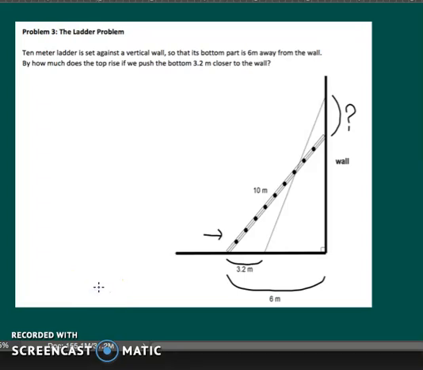Hi everyone! So ladder problems are very famous Pythagorean theorem questions, and you will see them many times in school, so this is your chance to get to know them, make friends with them.